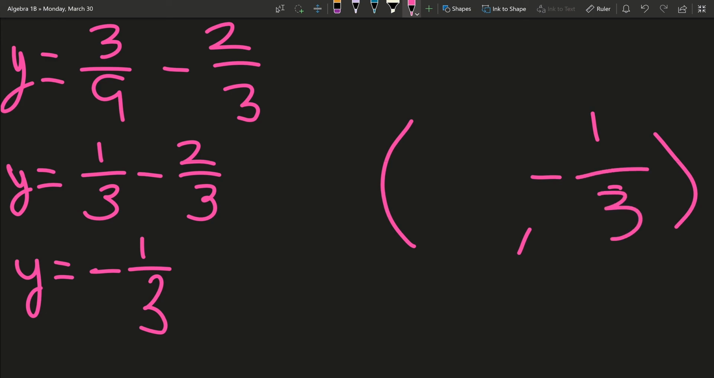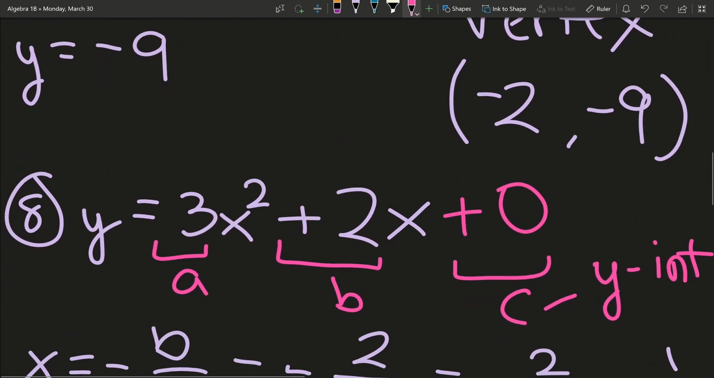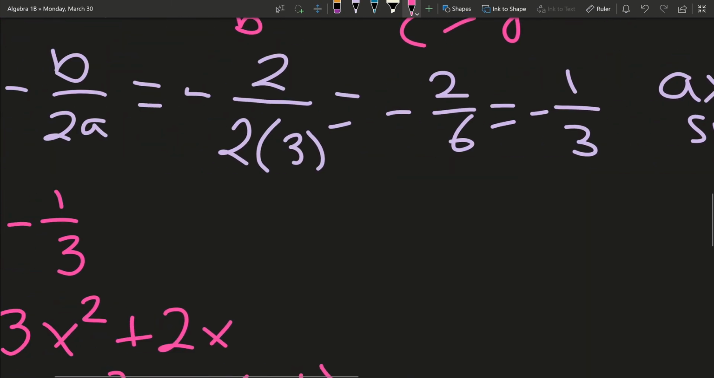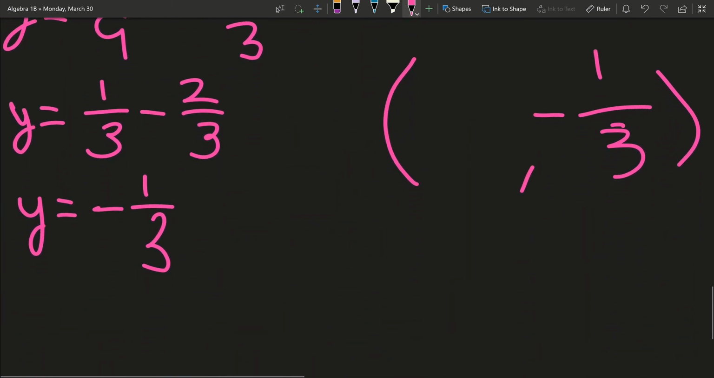Once again, what is our x? It's whatever we calculated up here for our axis of symmetry. So it'll be negative 1 over 3 again.